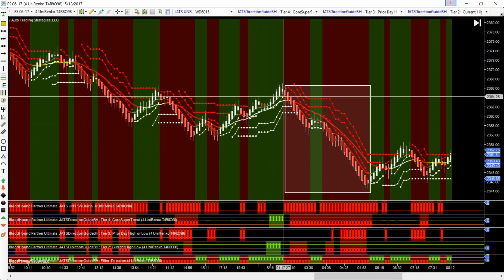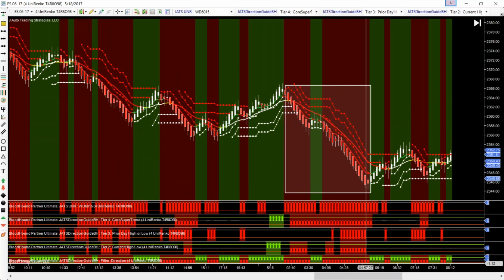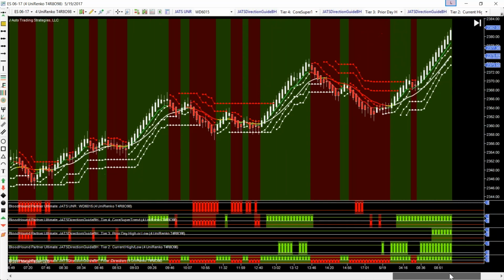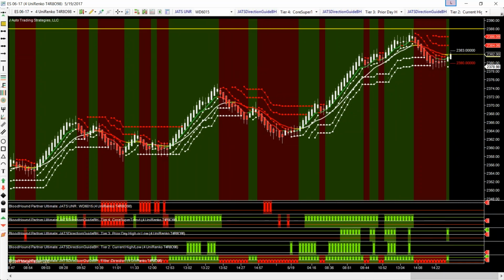I just highlighted a portion of this so that you could see on my next chart how to go inside this and trade it when you get a direction that you want to trade, long or short.